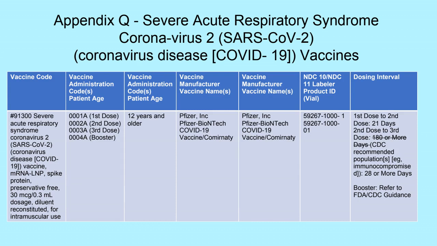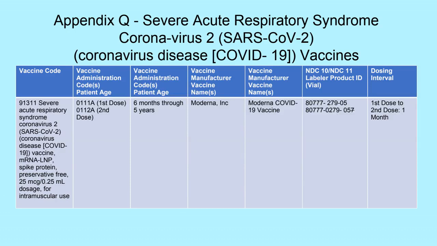Okay, Appendix Q. Can you find this change? It's kind of hidden. This is the severe acute respiratory syndrome coronavirus 2 vaccines. So under 91300, over here, did you find it? They crossed out 180 or more days. Okay, so that's where this change is. You have to look kind of closely to find it.